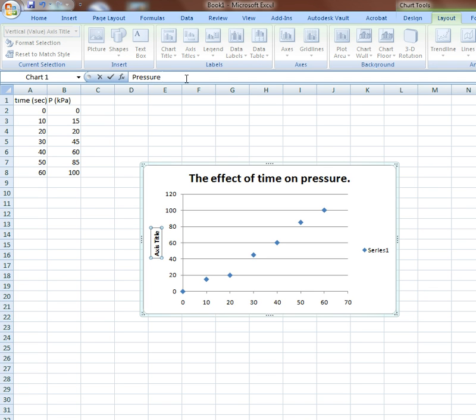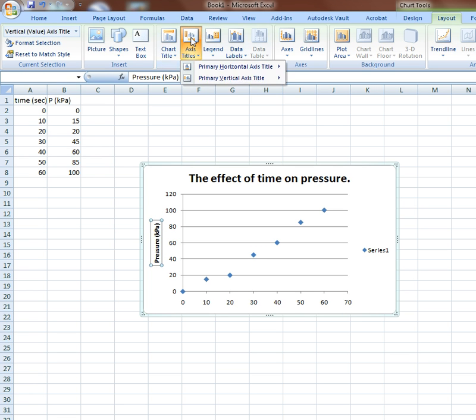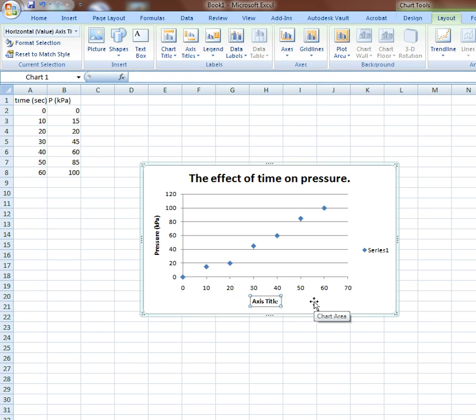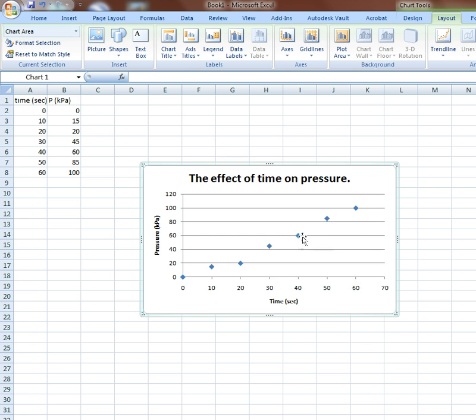This is where you definitely want your units, kilopascals. Enter. And I can make that bigger. I would probably make that bigger. And then your horizontal axis is time in seconds. Right. So now you've got everything labeled. You can get rid of this Series 1 thing.